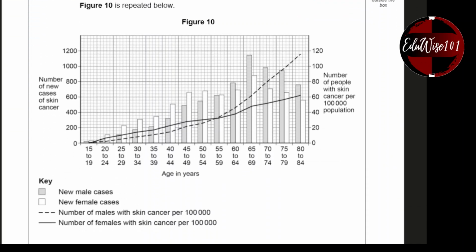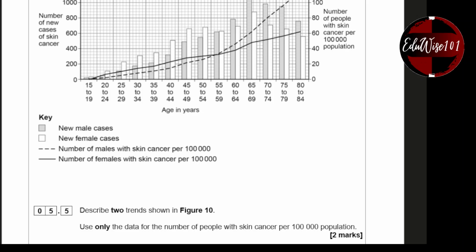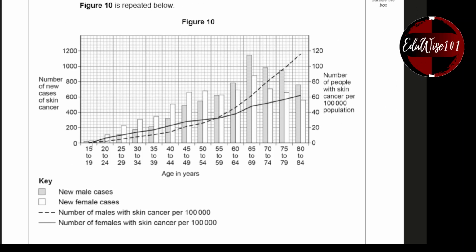Figure 10 is repeated below. Describe two trends in figure 10. Use only the data for the number of people with skin cancer per 100,000 population. So we need to use only the data on the right hand side, which is the line graph, the dotted line and the solid line. The two trends: between 15 to 19 and up to about this age, females are slightly higher than males. But at the same time, they both seem to have the same rate of growth. The number of cases is very similar.